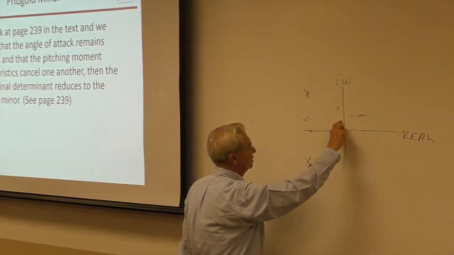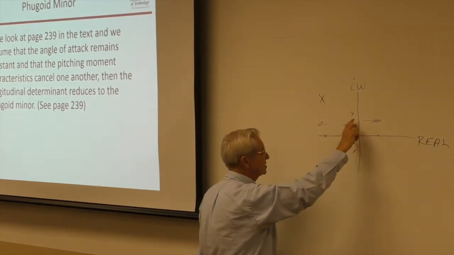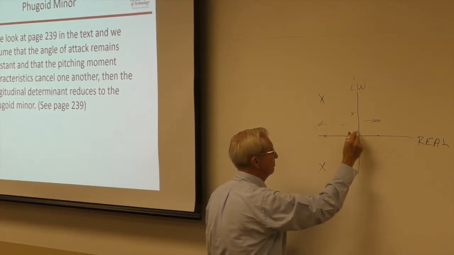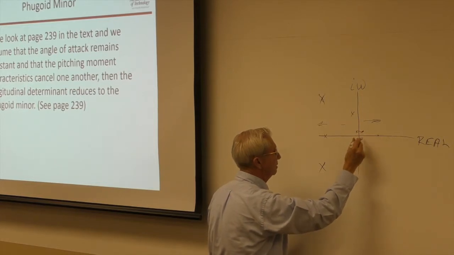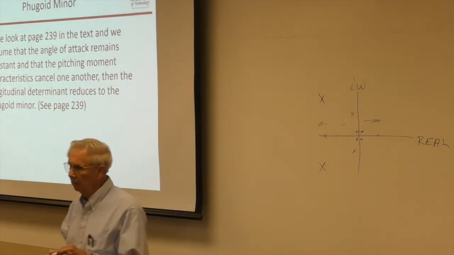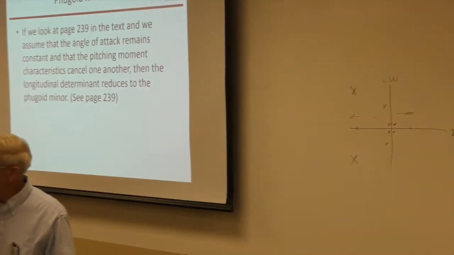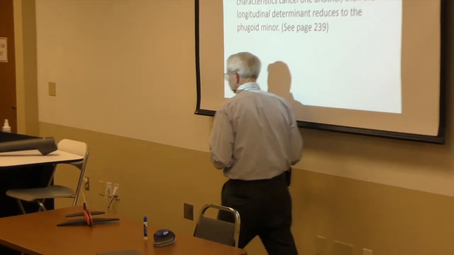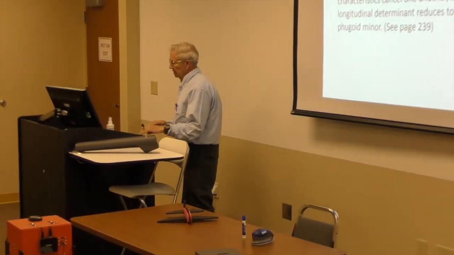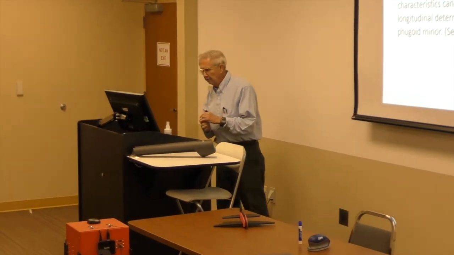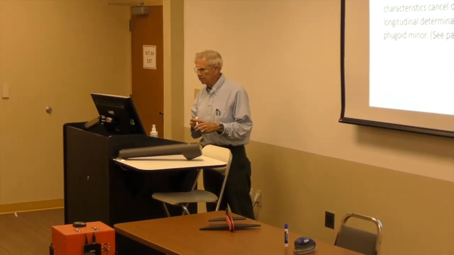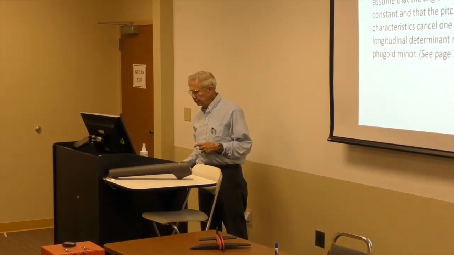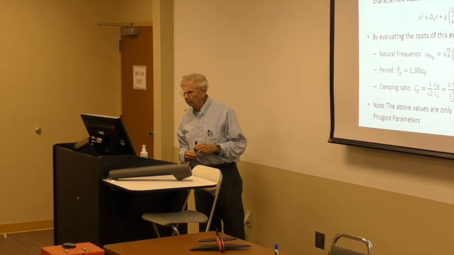very close here. It doesn't oscillate very fast, so these roots are in close, and they can move over here, which would mean that they would be unstable. The oscillation would get bigger and bigger over time. The angle of attack remains constant and the pitching moment characteristics cancel one another. Then the longitudinal determinant reduces to the phugoid minor.